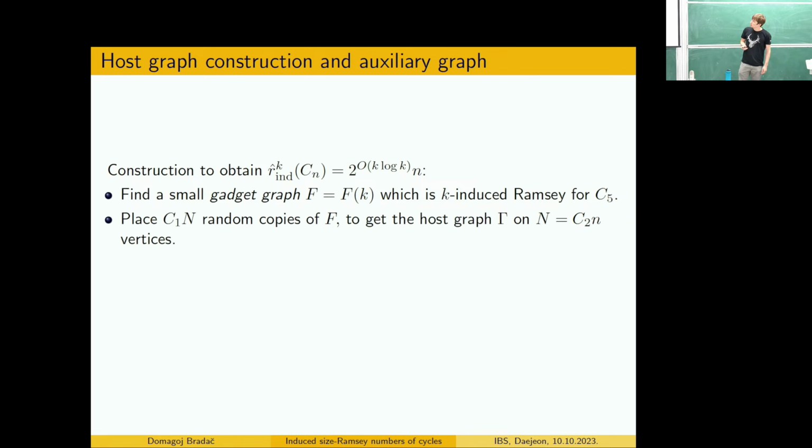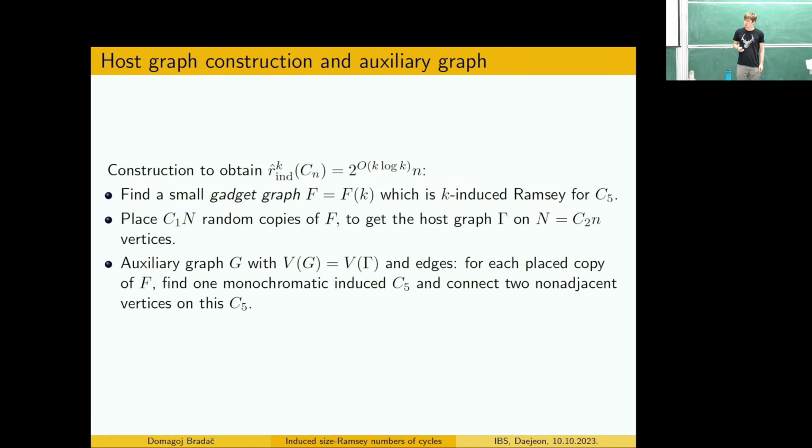Then you place a big linear number of copies of this gadget graph on something like a constant times n vertices. Again, these constants c1 and c2 depend on k, but I will not write now the dependence on k.